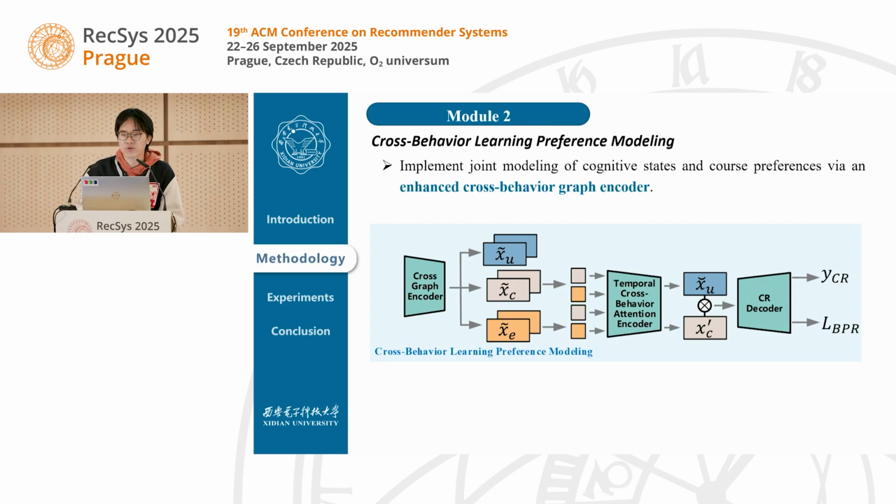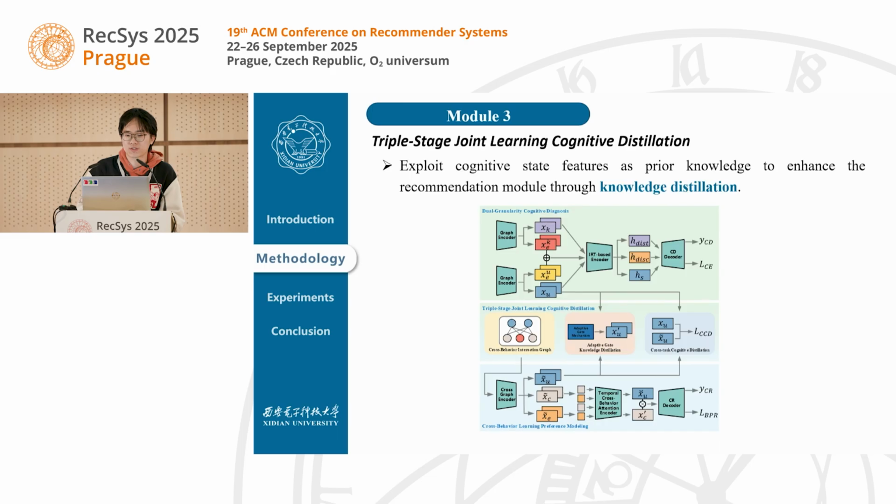And to combine the two different kinds of tasks, here comes the third component, which we call the triple stage joint learning cognitive distillation component. It is based on knowledge distillation, which is widely used to combine several different kinds of models, like the teacher model and the student models.